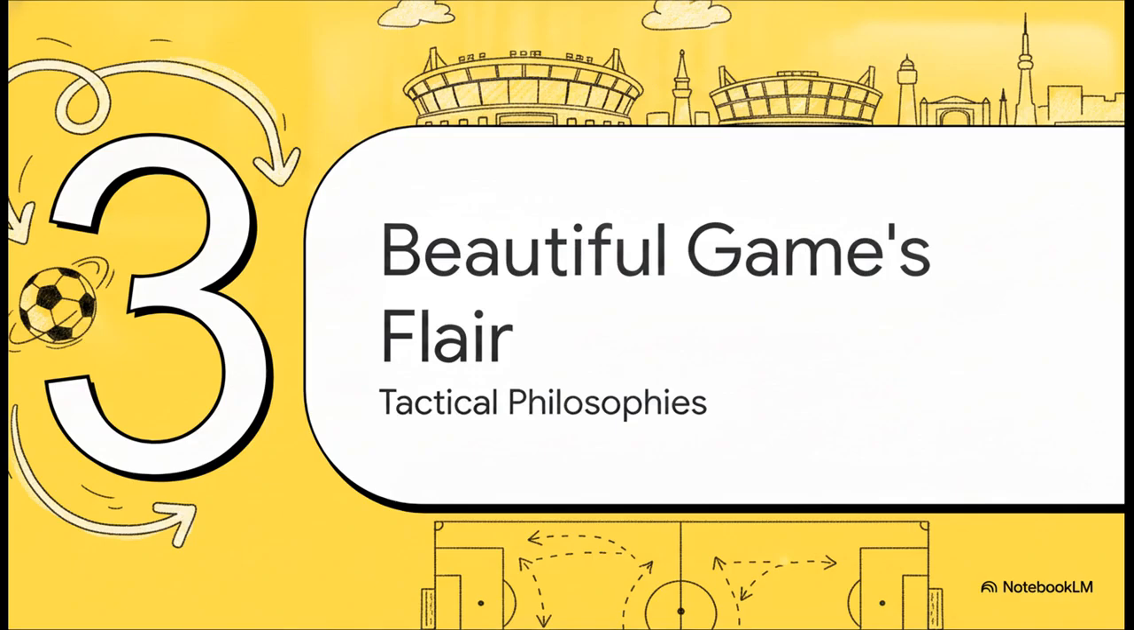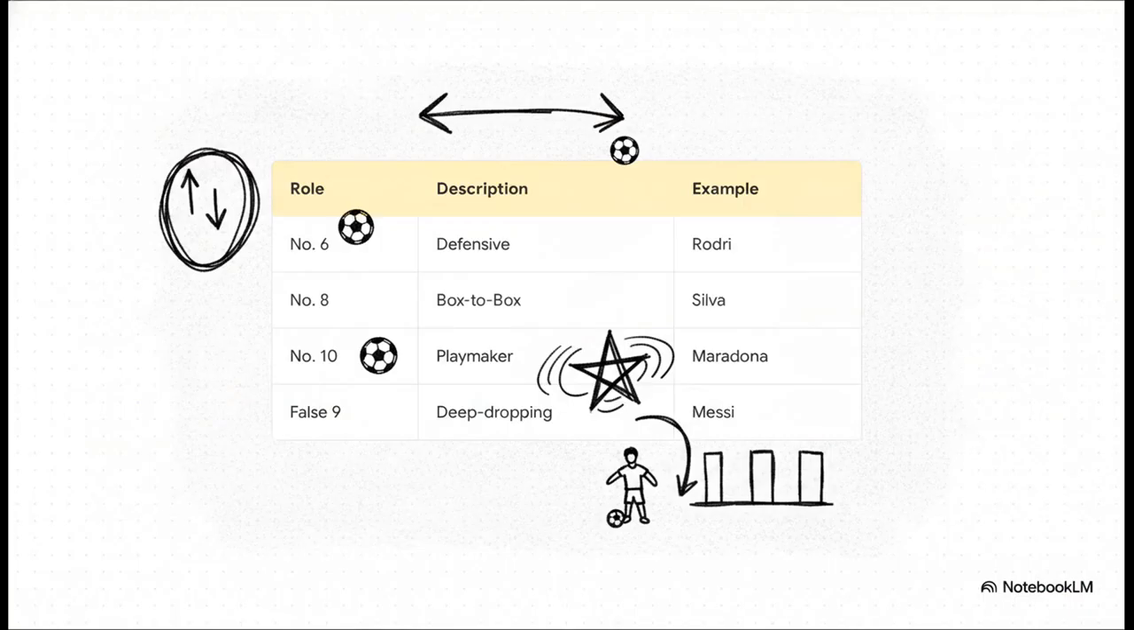Section 3, the beautiful game's flair, tactical philosophies. Now that we've survived the gridiron, let's cross the Atlantic. Association football relies on fluid, continuous play, and they actually use numbers as a shorthand for highly specific player roles. For instance, a number 6 isn't necessarily wearing the digit 6 on their back.